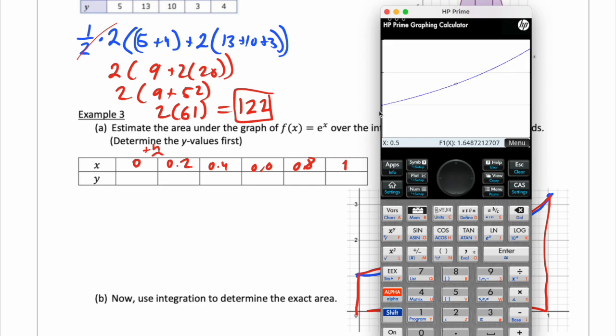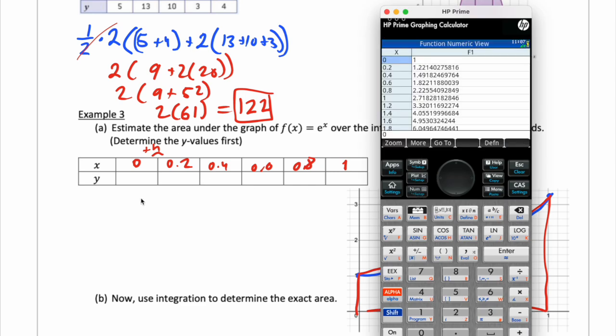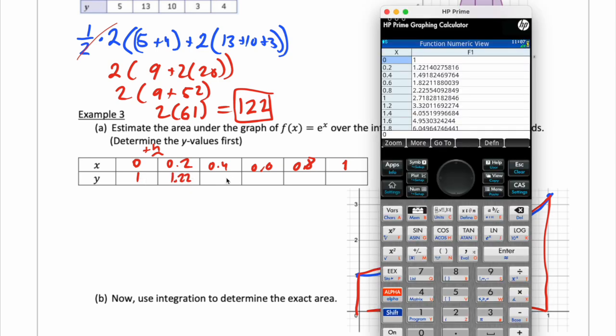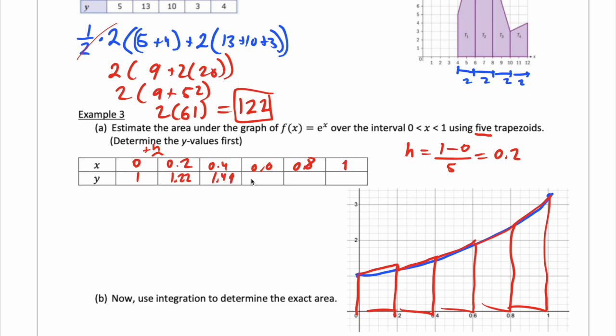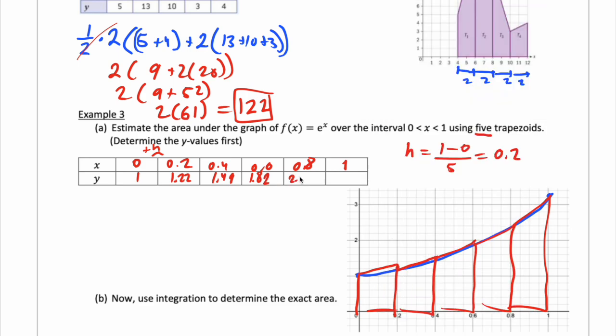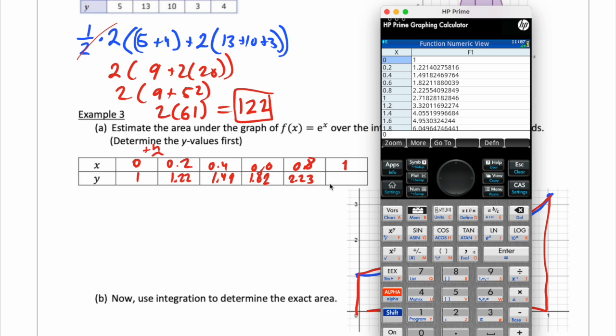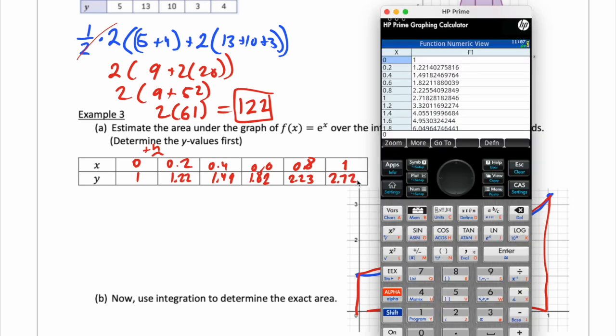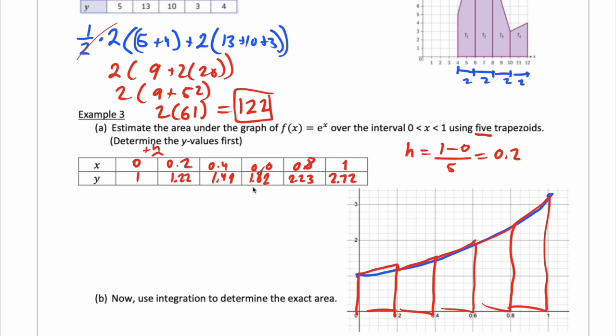We can get the actual y values by going to num, and here they are. 0 is 1, then 1.22, 1.49, 1.82, 2.23, and that's 2.72. So we have all those values there.